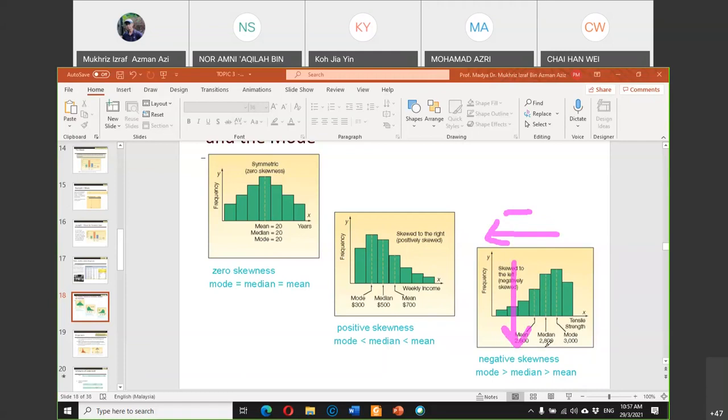The median does not change. It's always in the middle. So you only swap places for these two, either the mode or the mean. That is the important part that you need to understand on this concept of skewness.